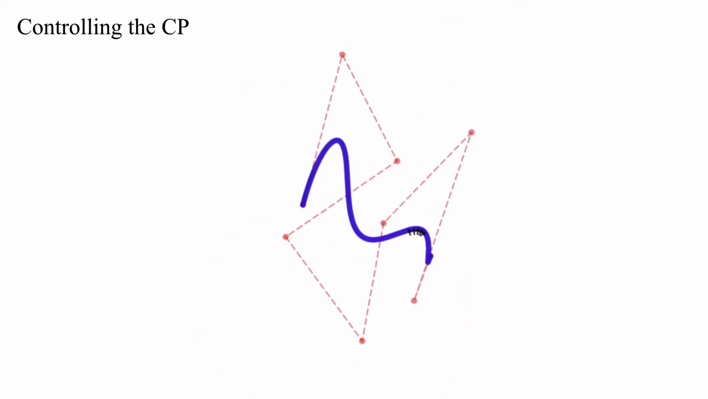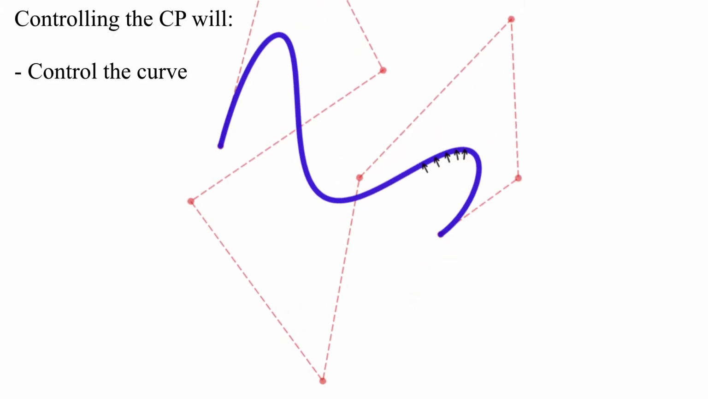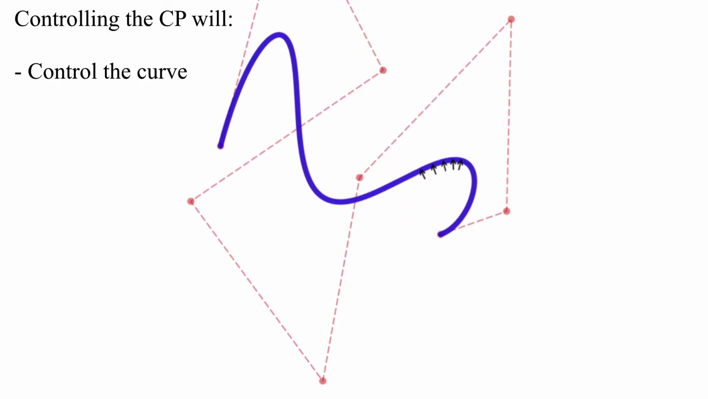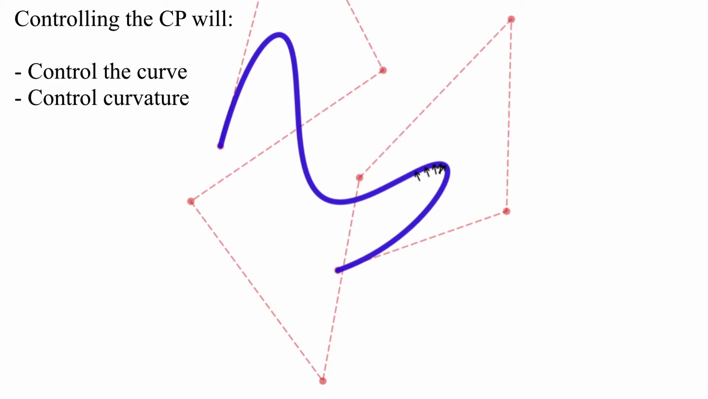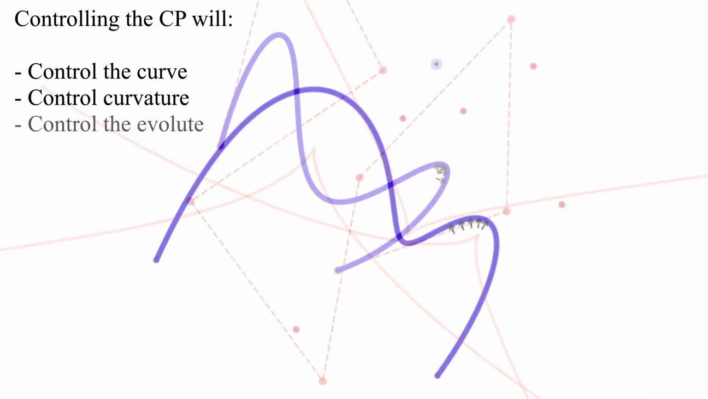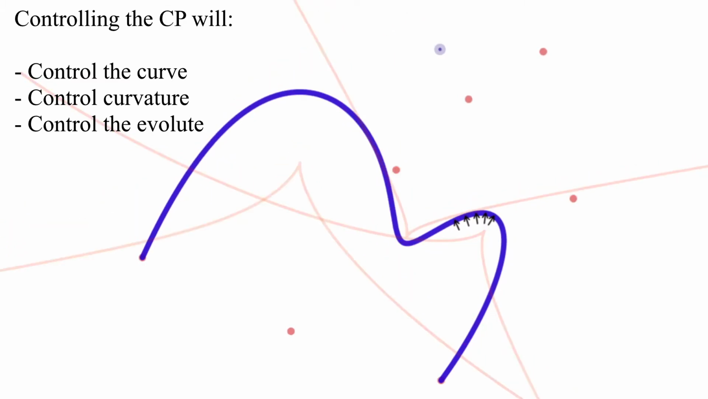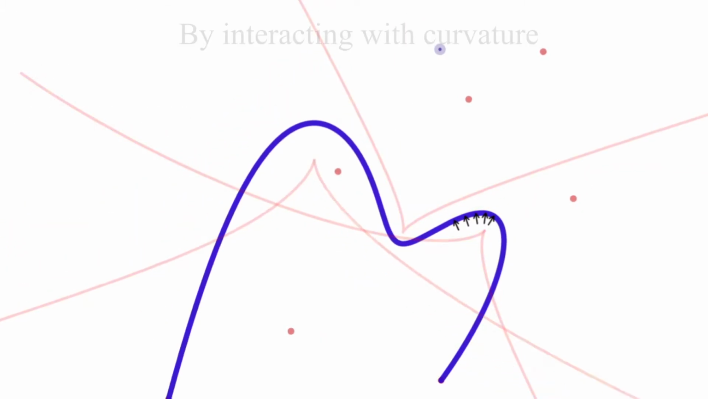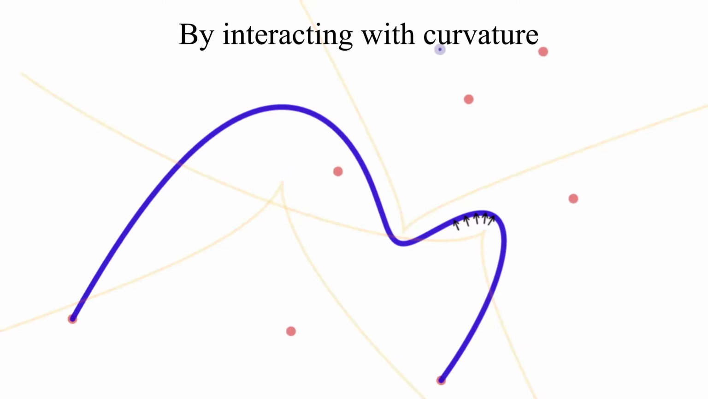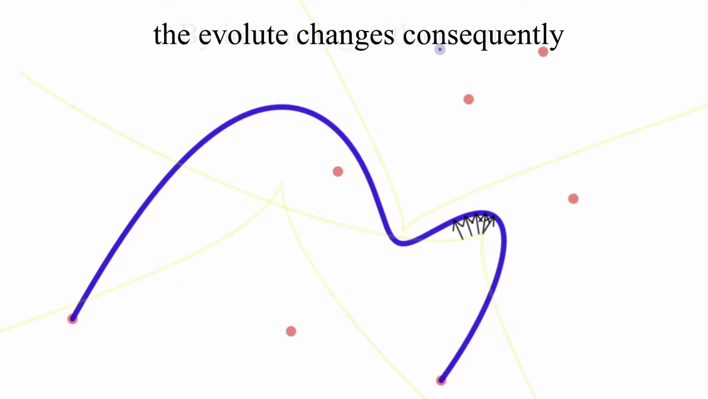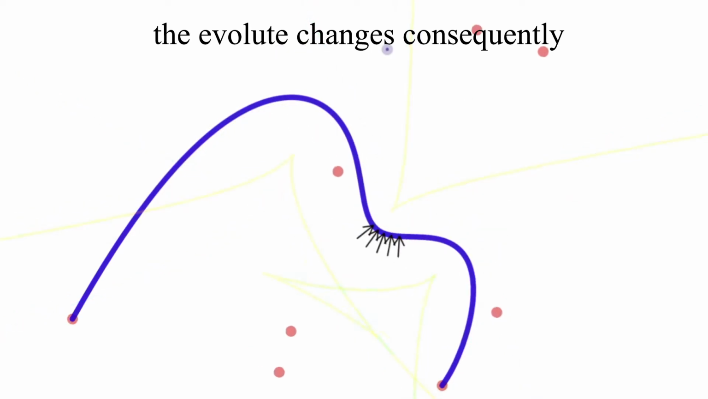Since adjusting the control points controls the curve, one can also control the parameter's curvature and consequently the evolute by a simple drag of their mouse or finger if they're mobile. By interacting with the Bézier curve's shape and curvature, one can witness the consequent change experienced by its evolute.